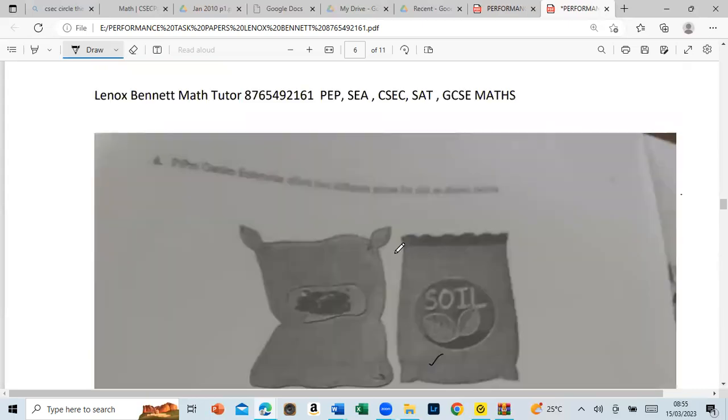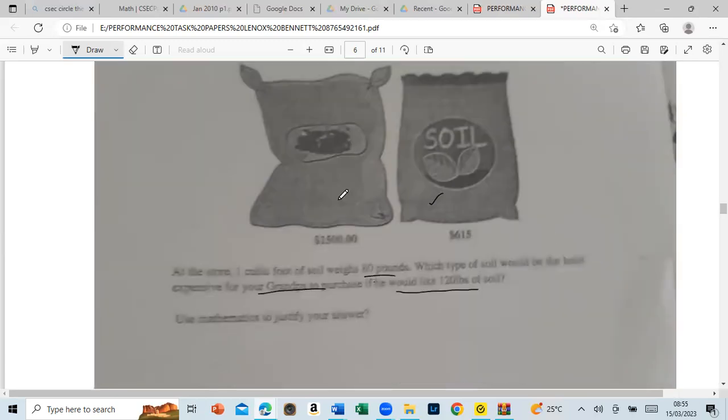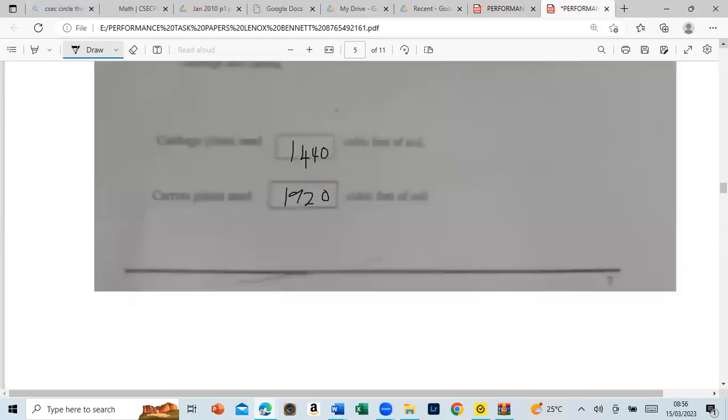It says Garden Enterprise have 2 different prices for the soil shown below. But they didn't give us a weight, so are we to assume that both of them have the same weight? It says at the store 1 cubic foot of soil weighs 80 pounds. Which type of soil would be the least expensive for grandpa to purchase if he would like 150 pounds? Let me go back up to see if I missed some critical information. No, I didn't.